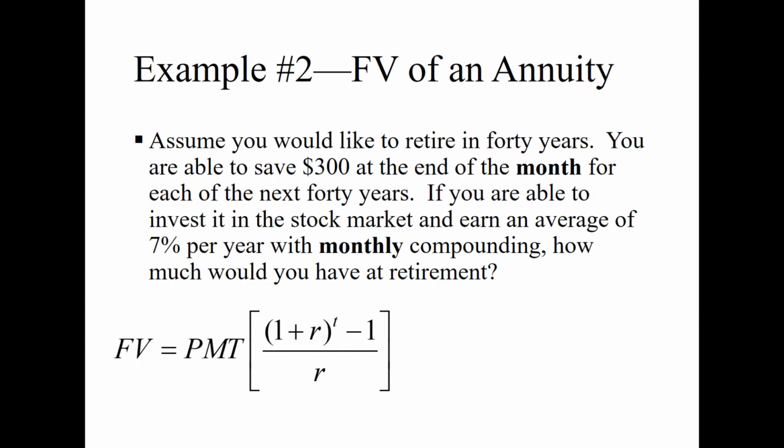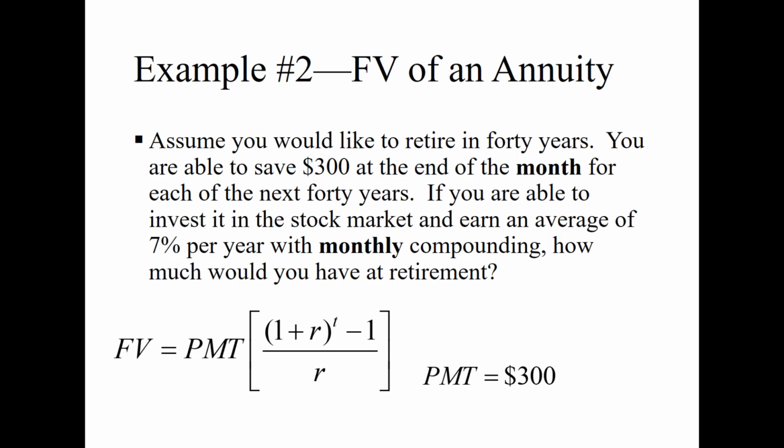So now we can look at a second example. And in this case, we're still going to retire in 40 years. But we're going to assume that we save $300 at the end of each of the months for the next 40 years. We're also going to earn 7%, but we're going to have monthly compounding. And again, we want to know how much we're going to have at retirement.